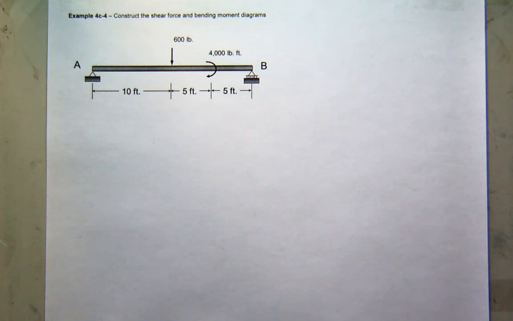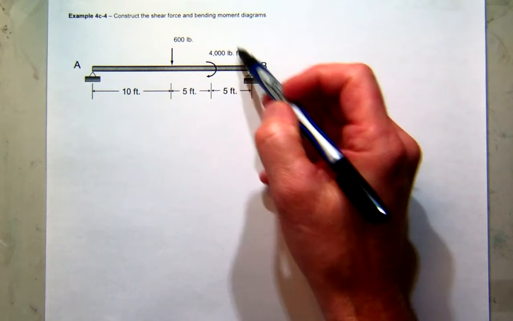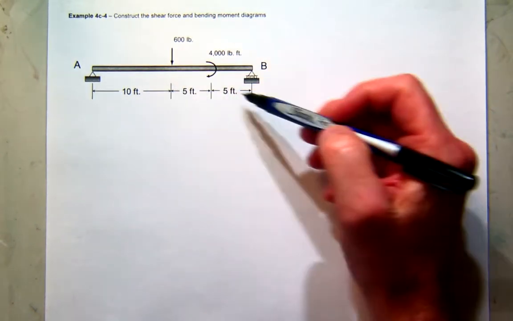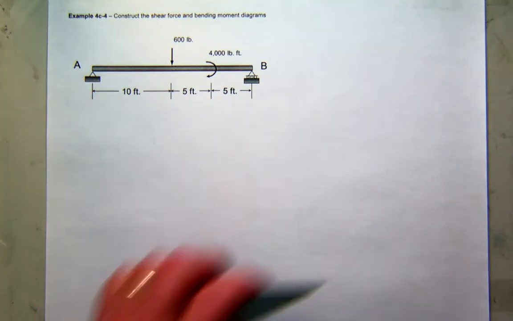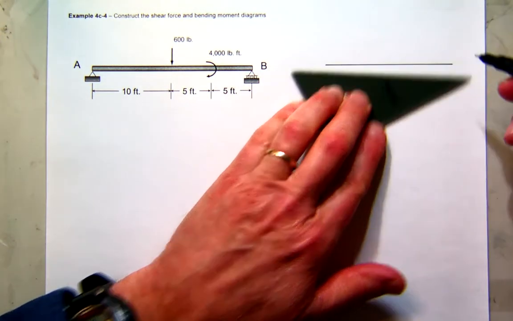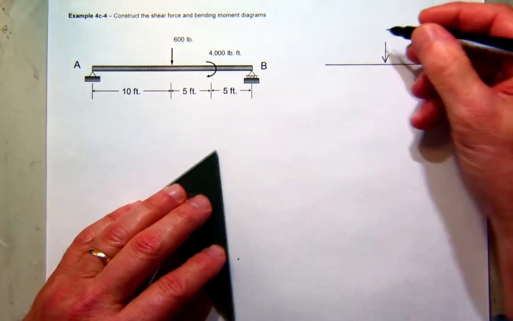All right. So the first thing I'm going to do here is, unlike some of the previous easier problems that we did, I don't know the values of the reactions right off the top of my head. So I'm going to do that part first. So I'm going to come over here to the right and draw a free body diagram and put the loads on.